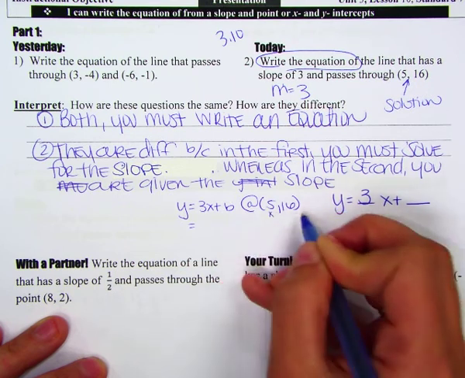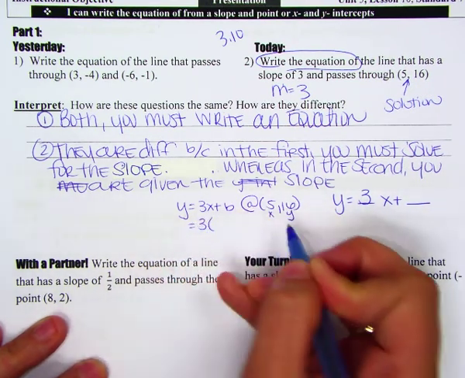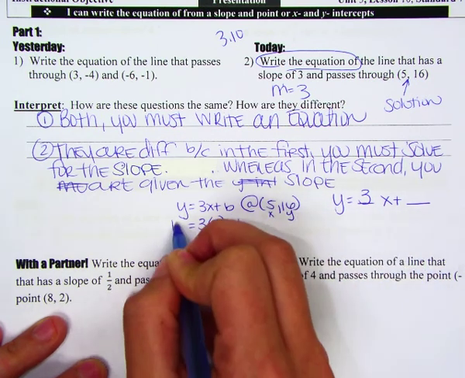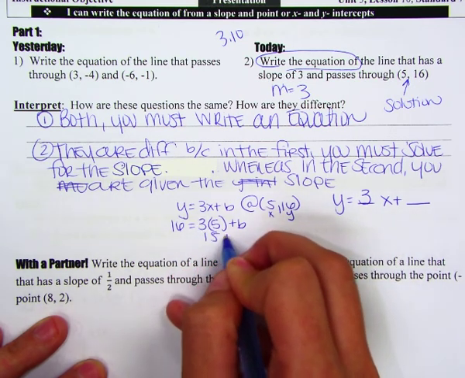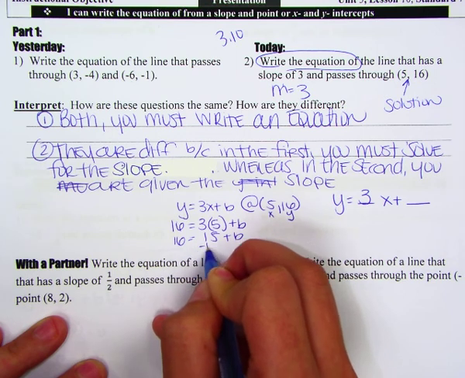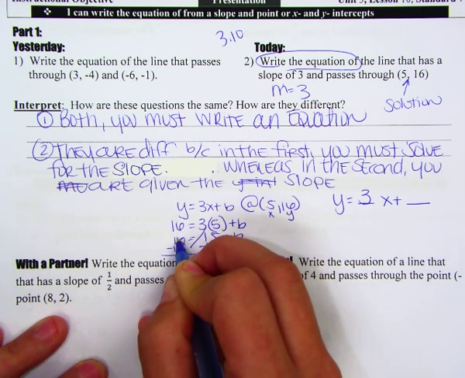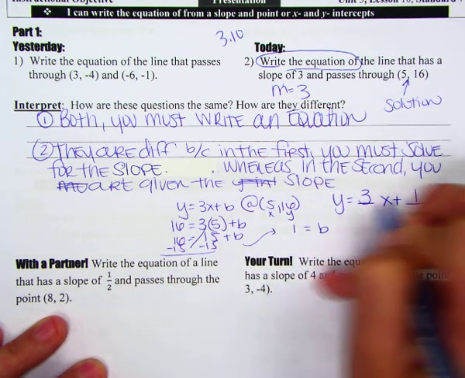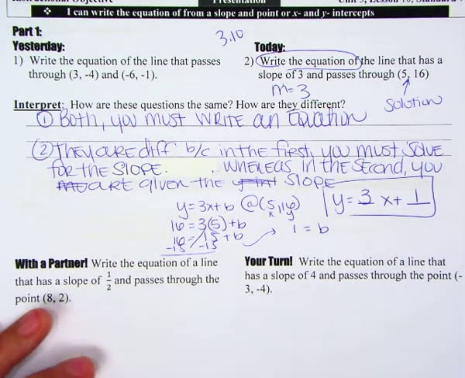So 5 is going to go for x and 16 for y. 3 times 5 plus b equals y, which is 16. 3 times 5 is 15. So I'm going to subtract 15 from both sides. What's left over here is just 1 equals b. So my y-intercept is 1. So we actually kind of skipped a step.